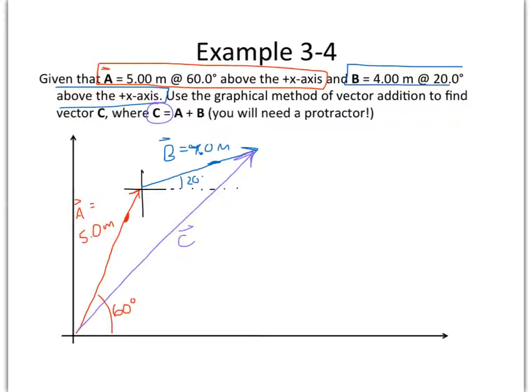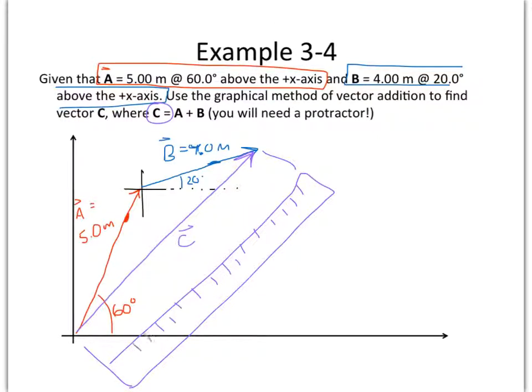Like so. To find the value of vector C, you would need to measure this length right here with your ruler. I don't even know what length that is because I don't have a ruler, since this is on my iPad. So you would measure that with your ruler. In fact, let's just draw in a ruler like that. Okay, so you would measure how many centimeters that would be.